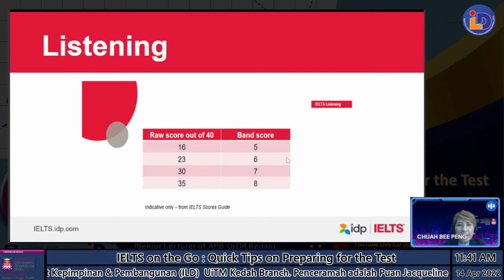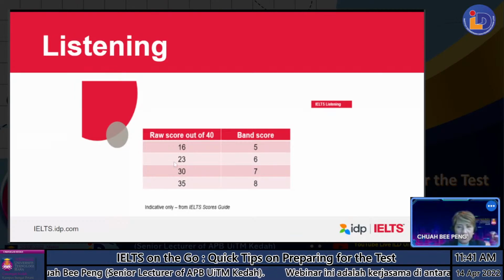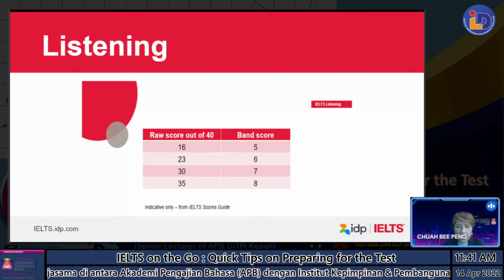All right, so the band scores. This is just a rough one. Don't rely too much on this, because again, we don't know how they actually adjust this from time to time. So this is just a rough idea, because a lot of my workshop participants will ask me, Miss, I got this number of correct questions. What band do you think I can get?